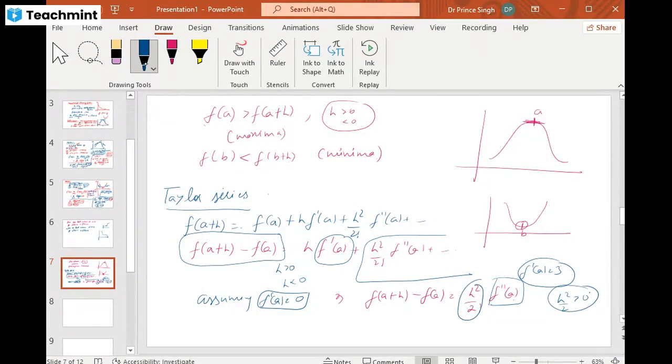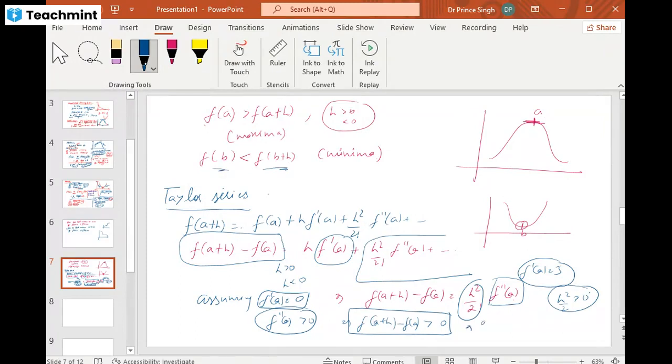So if f double dash a is positive, it implies that f of a plus h minus f of a is positive. So what does it mean? The value of the function at a point is less than the value of the function at the neighborhood of the point.